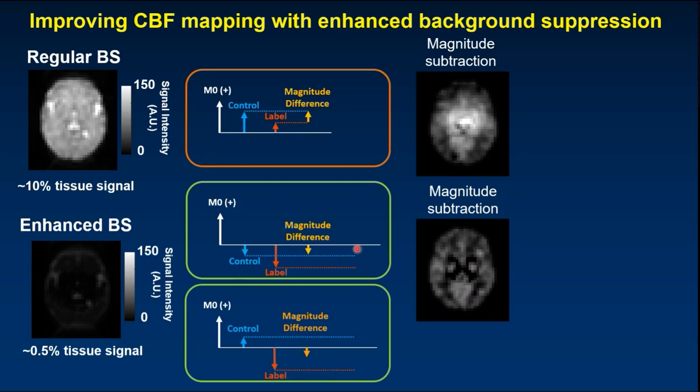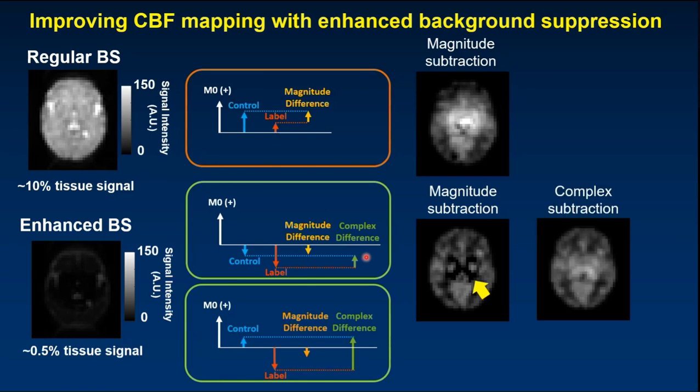So what we are doing is that we take the complex subtraction between control and label and use the magnitude of the complex difference as our CBF measurement. This will correct the error brought by the magnitude difference. It will remove the constraint of maintaining enough tissue signal in the Picasso after the background suppression, and we can minimize the background noise as much as possible.